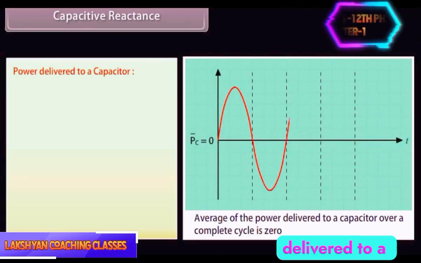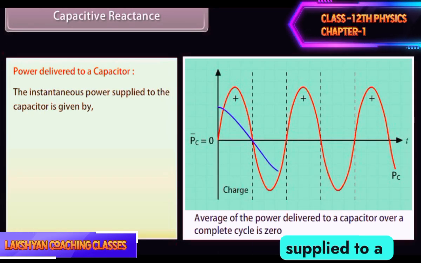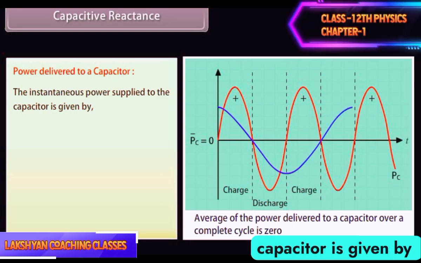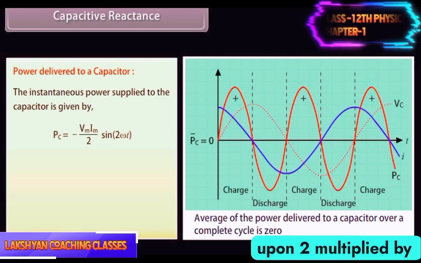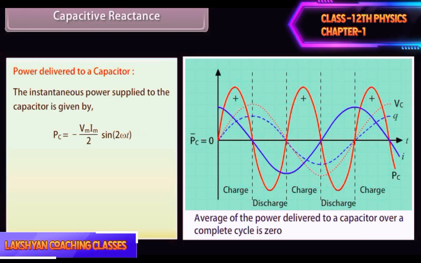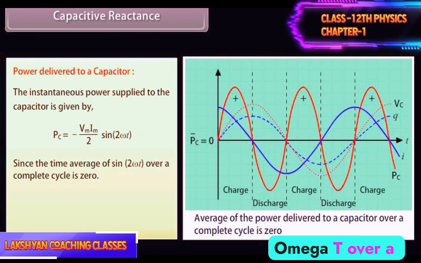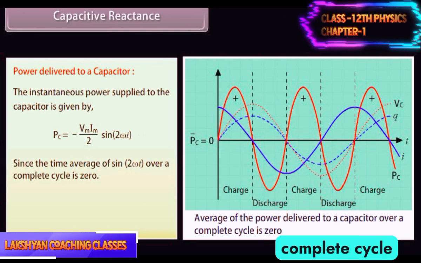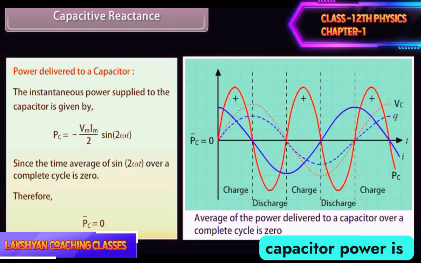Power delivered to a capacitor. The instantaneous power supplied to a capacitor is given by (Vm Im / 2) multiplied by sin 2 omega t. Since the time average of sin 2 omega t over a complete cycle is 0, therefore, capacitor power is equal to 0.